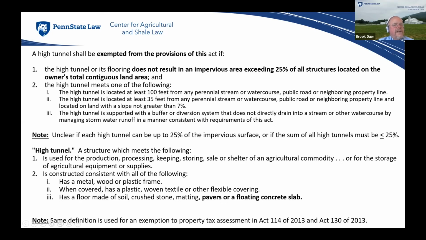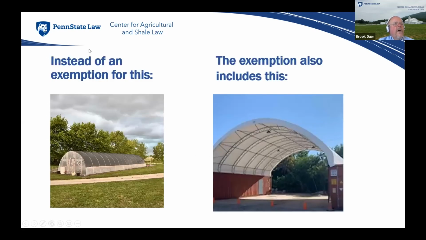And this is the same definition that was used in some property tax exemptions for high tunnels as structures. And you can probably guess how that came to be. But that was obviously one of these legislative things. Somebody got their say, got the concrete slab language in there, and that sort of blew this whole thing up. So instead of an exemption for something that looks like this, we now have municipalities having to deal with an exemption for something that looks like this.